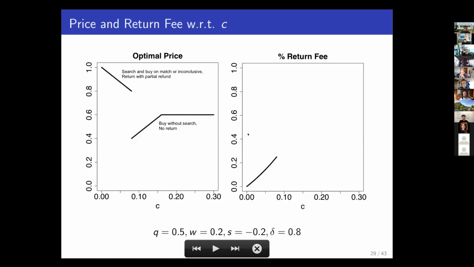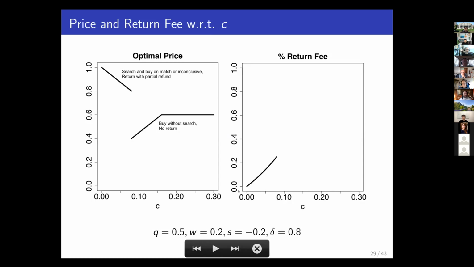Now, you could look a little bit into prices and so on. This is the optimal price. This doesn't cover all of these cases, of course, but for some parameter values, I'm showing that if search cost is low, you charge a high price, in which case consumers search and buy on match, or if search is inconclusive, but you have a return with partial refund. And if you're offering no returns, you reduce the price, and sometimes quite substantially.